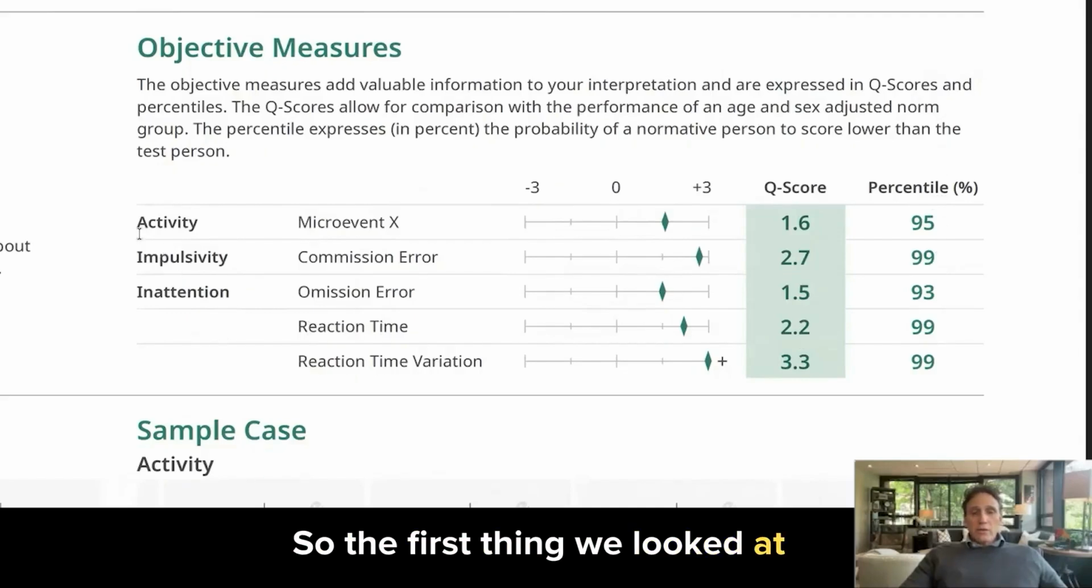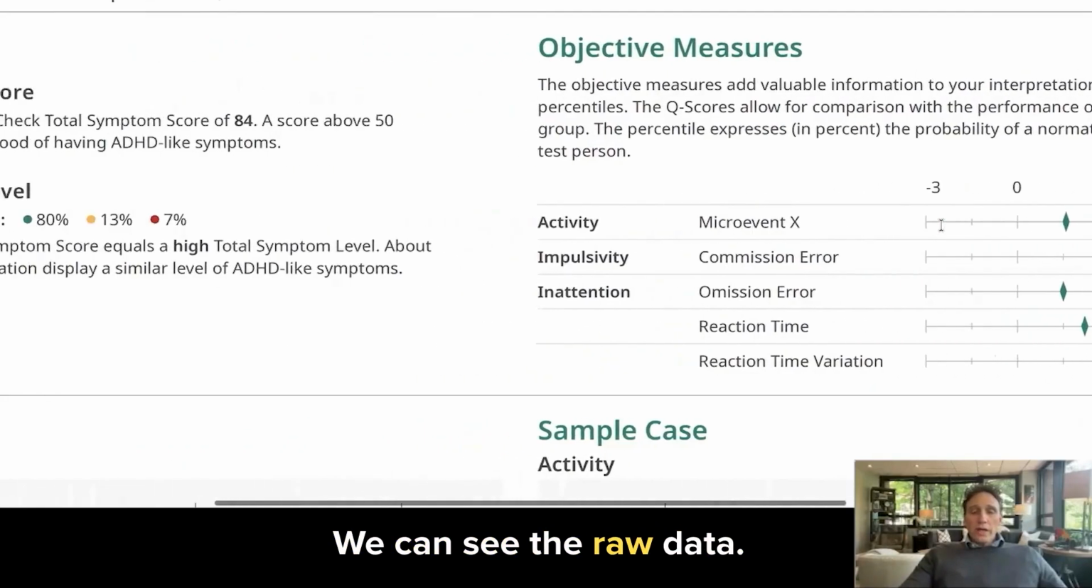So the first thing we looked at was activity levels. In this case, this woman's movement score was 1.6 standard deviations from the mean. So she's a bit of a mover and a shaker. She's in the 95th percentile, which effectively means she moved more than 95% of women her age taking this test. We can see the raw data.